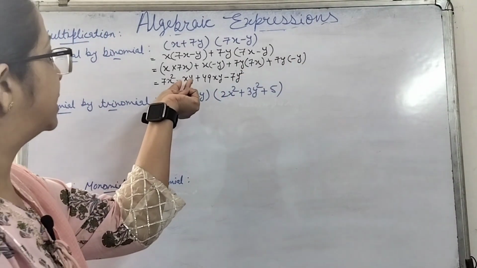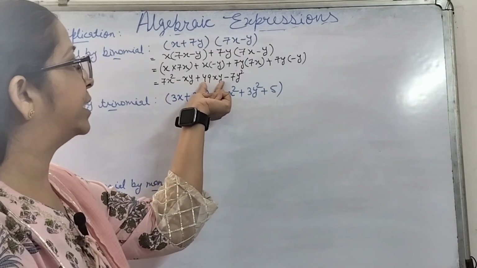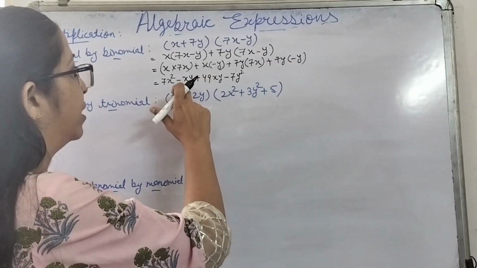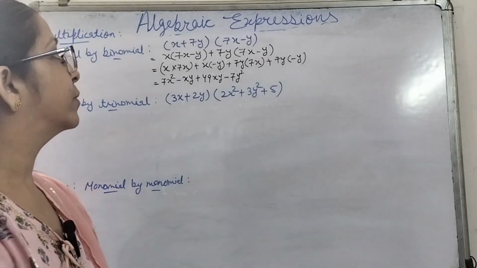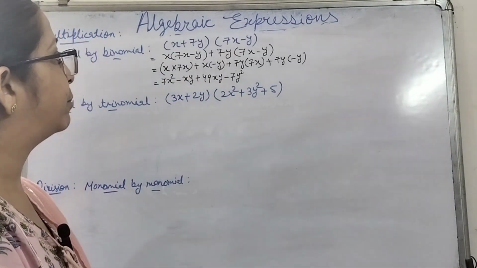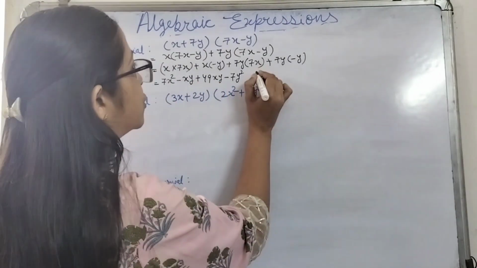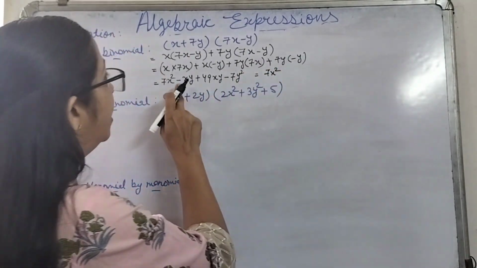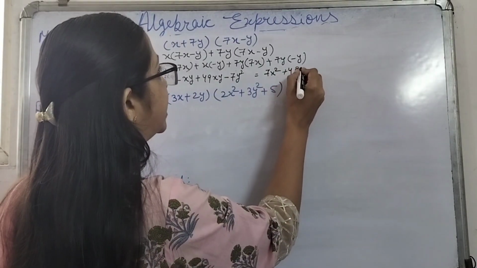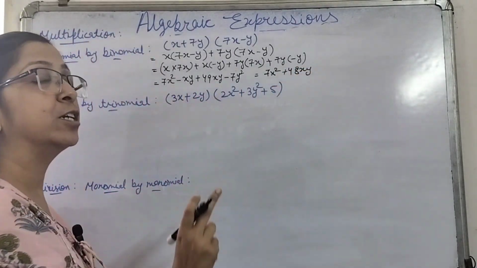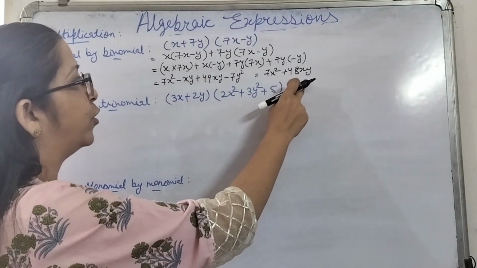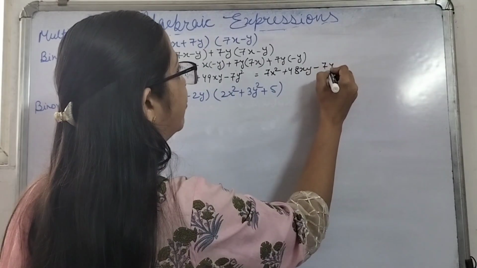Over here we can see that this minus of xy and this 49xy have the same literal coefficient, that is xy. So these two terms, minus xy and plus 49xy, can be combined because they are like terms. So we will be writing 7x square minus of xy plus of 49xy will be plus of 48xy. Minus of xy means minus of 1 times xy, minus 1 plus 49 will be plus of 48xy, minus 7y square.